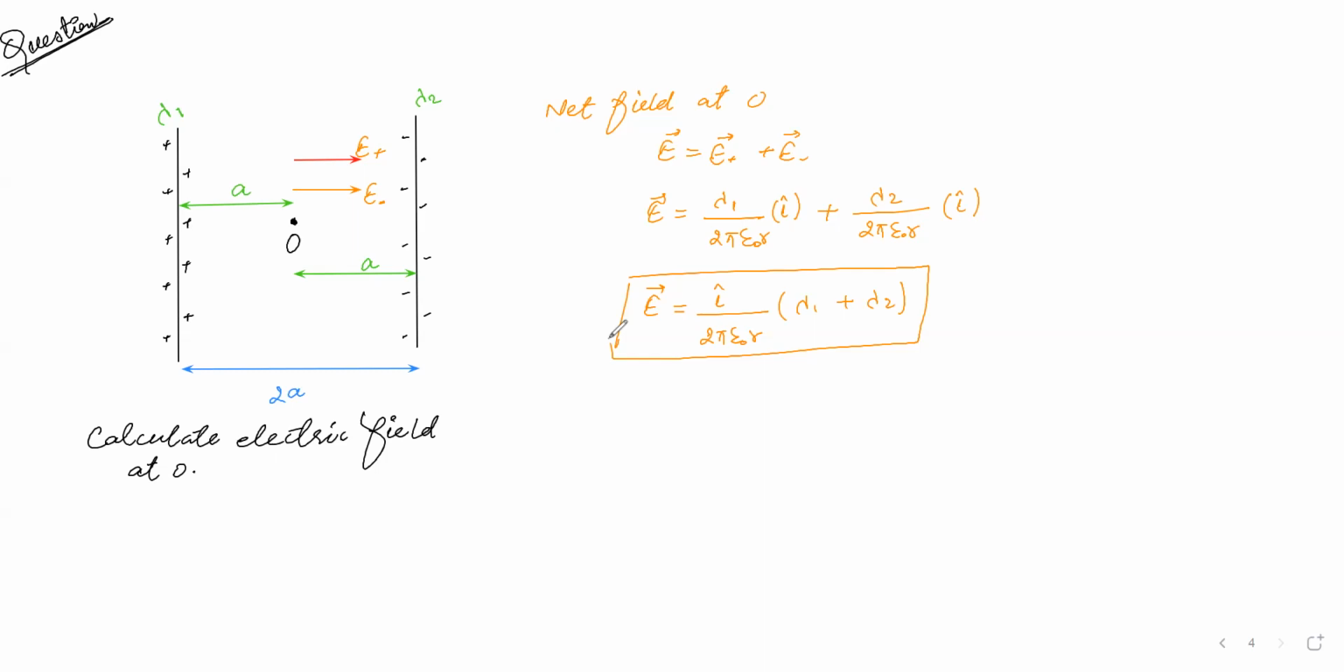Done, sir. Sir, in the electric field, E is equal to lambda plus 2 pi. Sir, shouldn't a minus i cap come with lambda 2 because it's in the opposite direction? No, no. Suppose you are taking a coordinate system, can you tell me the direction of E plus and E minus? Both are along plus x. So we are taking plus i for both lambda 1 and lambda 2.